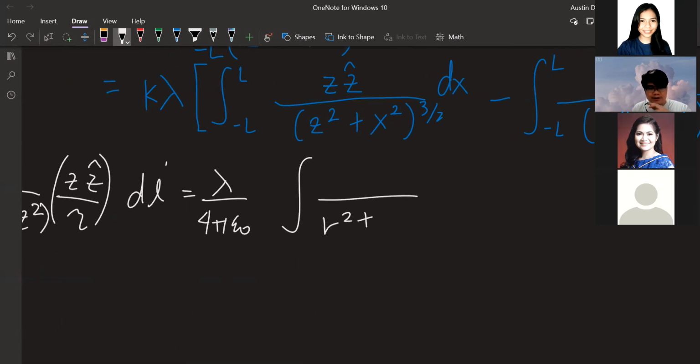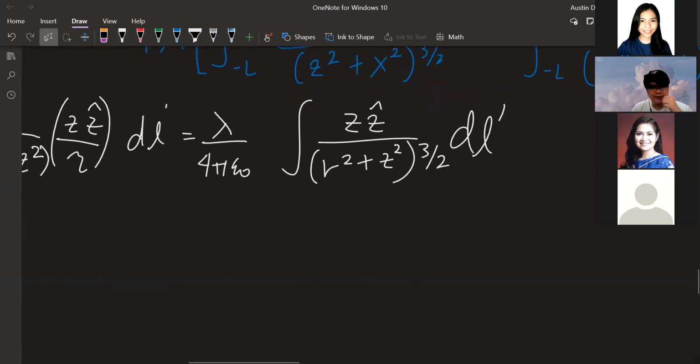Magiging r squared plus z squared. Oops, sorry. Z squared dapat. Yung 3 halves na nakakairita, di ba? Okay. Tapos numerator mo, z hat. Now, the problem is left in here. Ano yun? dl prime mo. Okay?